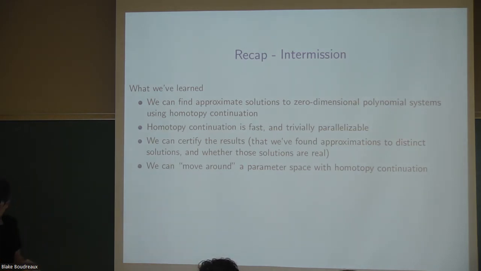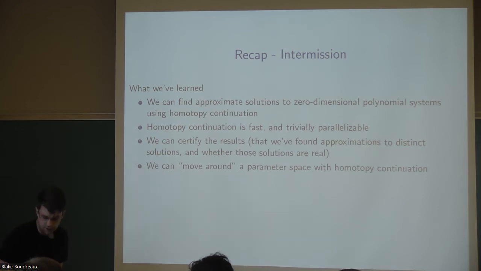Okay, so recap, the intermission of the talk. We have learned that we can find the approximate solutions to polynomial systems when we have finitely many solutions using homotopy continuation. It's fast, it's trivially parallelizable, and we can certify these results. Not only that, we're allowed to move around this parameter space fairly efficiently.